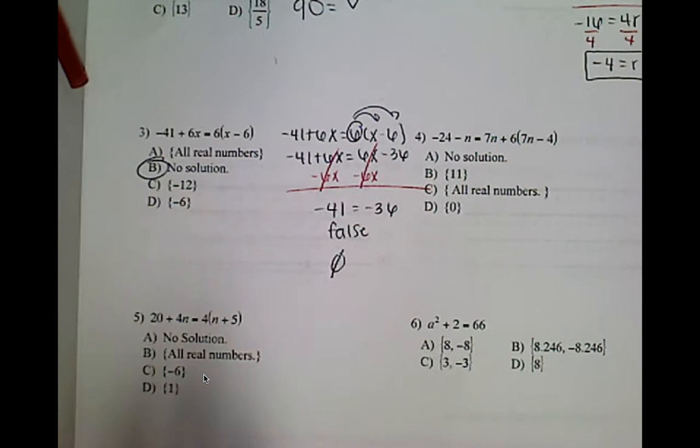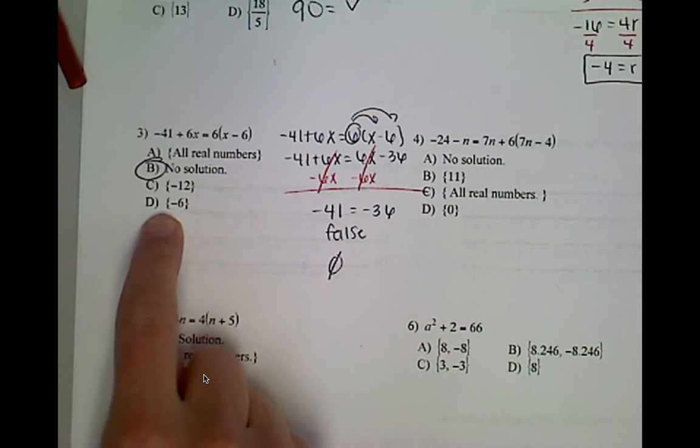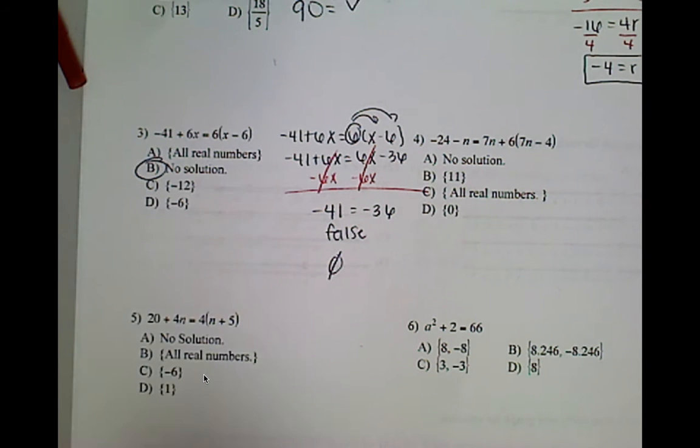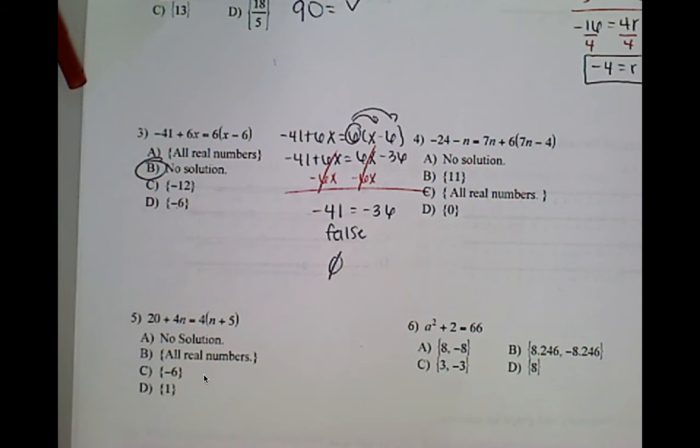Okay? If you wanted to check it, you could try negative 12. It's not going to give you something. And you could try negative 6, and it's not going to give you something. Okay? So if you want to do this because you didn't know, you're going to find out that neither answer works. Therefore, by default or process of elimination, you're going to find that no solution, answer choice B, is the best solution.